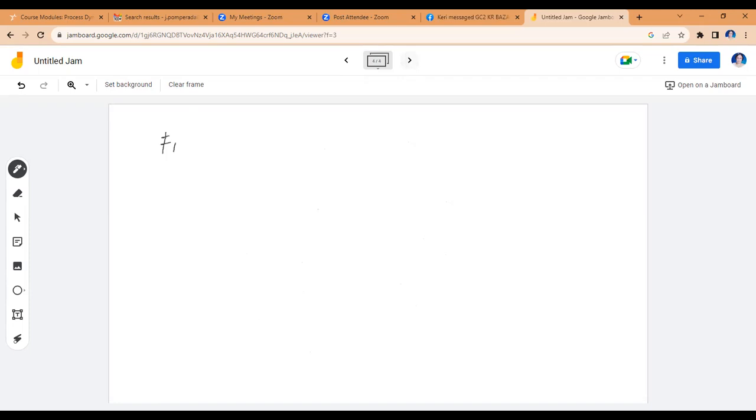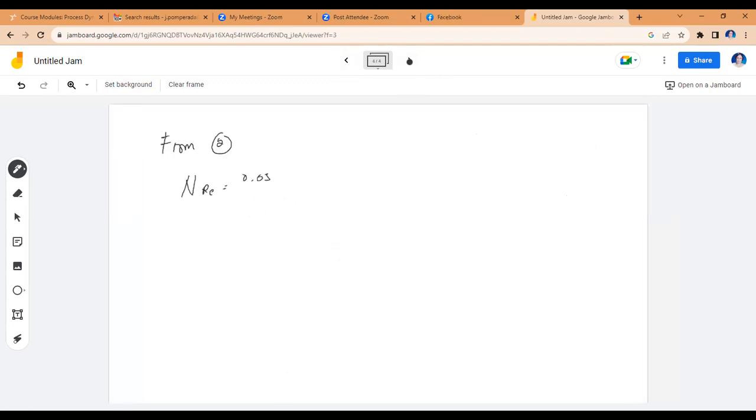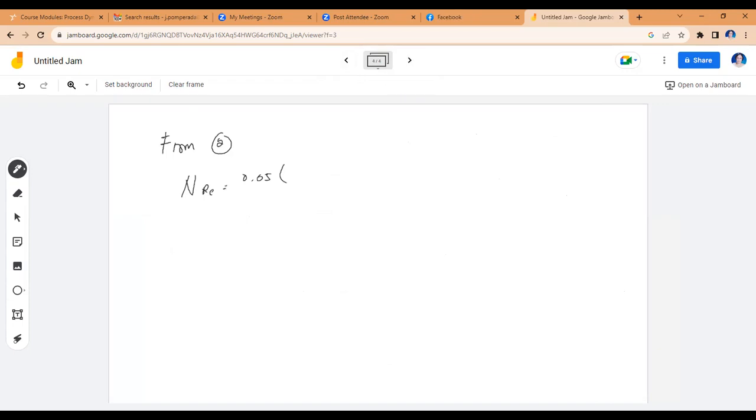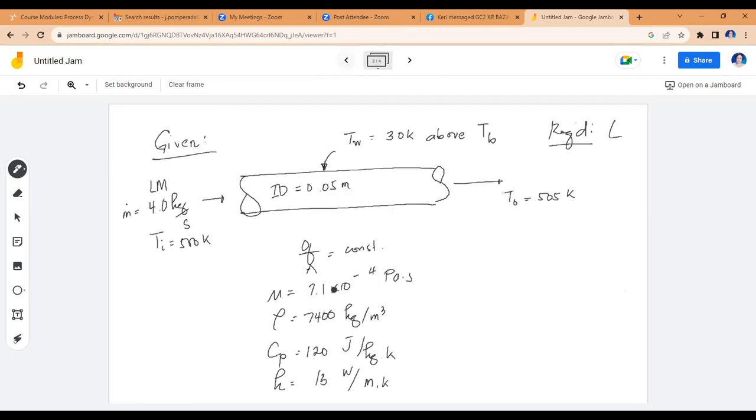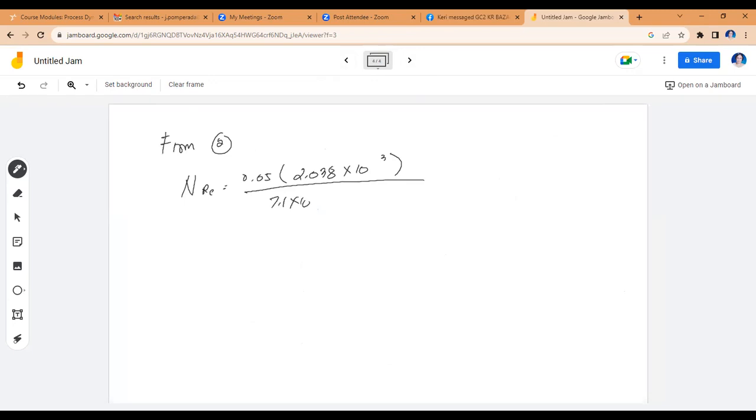So from equation 2, from the previous page, your Reynolds number will be the inside diameter of the pipe, 0.05, multiplied with the G, 2.038 times 10 raised to 3. So DG over viscosity. The viscosity is provided by the problem, 7.1 times 10 raised to negative 4. Now you will be getting a Reynolds number value of 1.435 times 10 raised to 5. So you're done with Reynolds number.